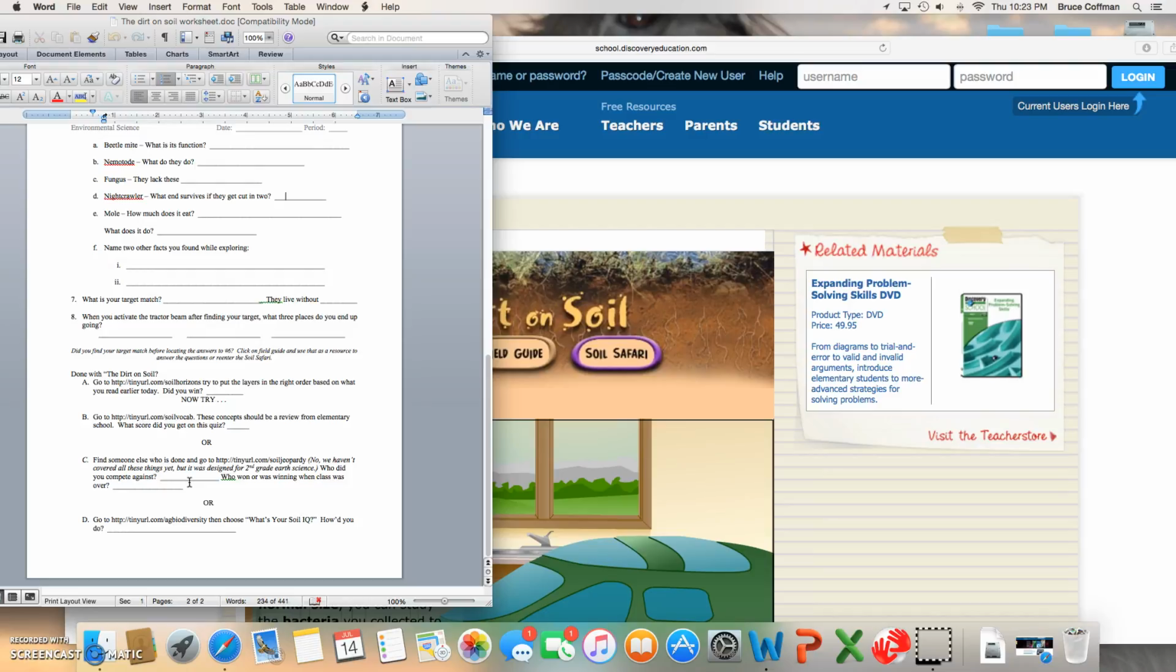Just look up the Dirt on Soil worksheet. This is online, so you can go and find out, but please check these out down below, because there's a couple of them that don't work. They just aren't there anymore, and I wasn't very fond of it. I would replace it with something a little bit better.